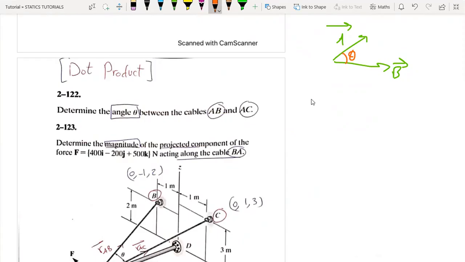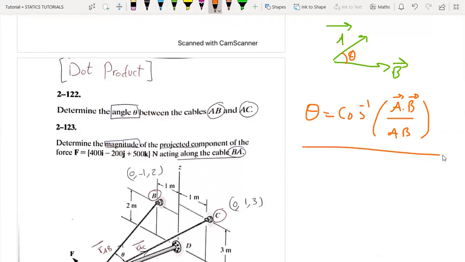So we can say simply theta equals cosine inverse of the dot product between the two vectors A and B, over the magnitudes of A and B.